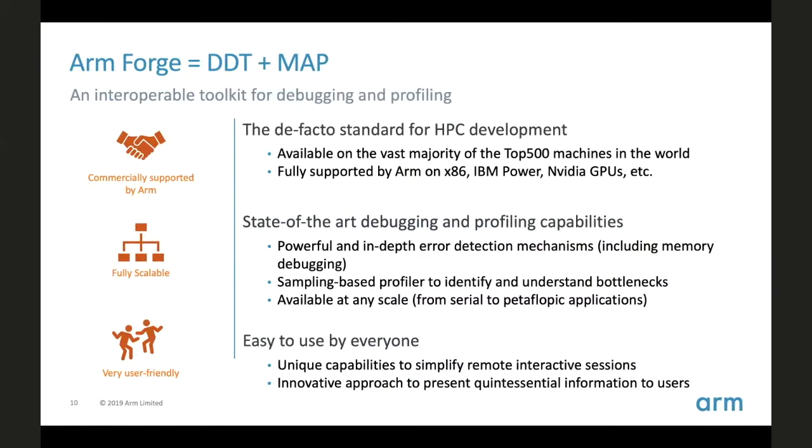Forge is a combination of the DDT debugger and the MAP profiler, and it's already installed on the vast majority of the Top500 systems around the world. It supports ARM, it supports x86, it supports Power, it supports NVIDIA GPUs. The hardware performance counters available in these different technologies are all available in the same GUI. The profiles that come out of it are directly comparable, so it's nice if you're porting between architectures. You can make a nice apples-to-apples comparison of performance. And then question. Go ahead.